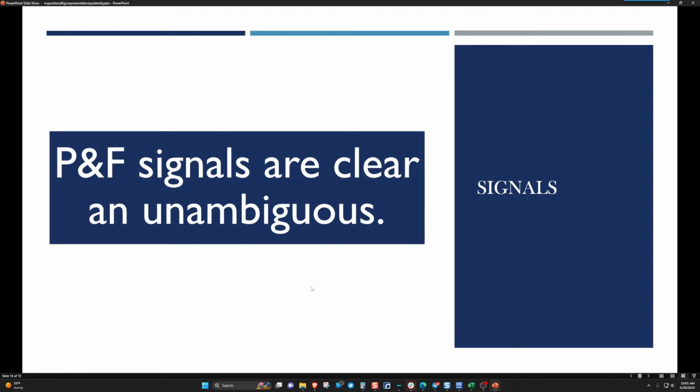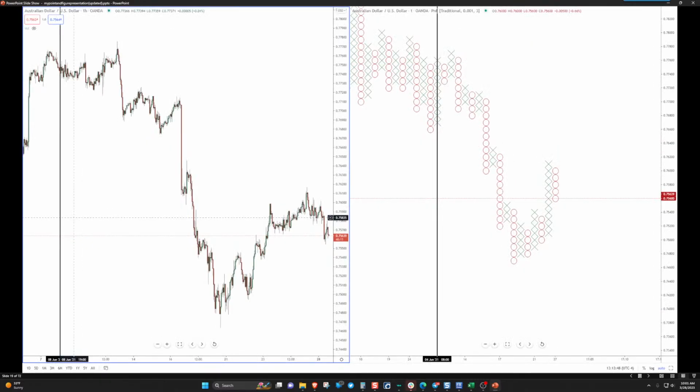Now, what is awesome about point and figure is that the signals are clear and unambiguous. And to make that point, just think of which chart looks clearer. Both of the charts, the candlestick chart on the left and the point and figure chart on the right, are of the Australian dollar, AUD/USD, or sometimes you just call it the Aussie. And there's a black vertical line on both charts, both showing basically the same date. There's no time factor in point and figure, so it's not the exact same date, but it's showing the price action that occurred after that black vertical line.